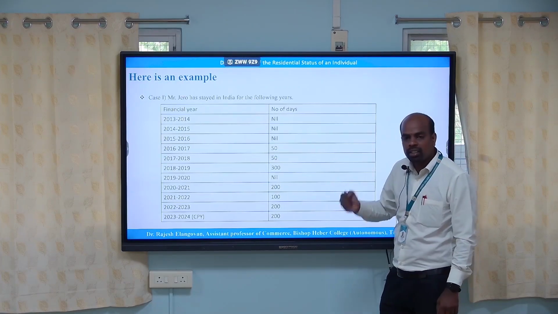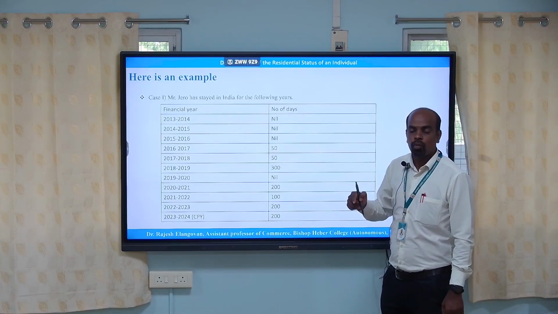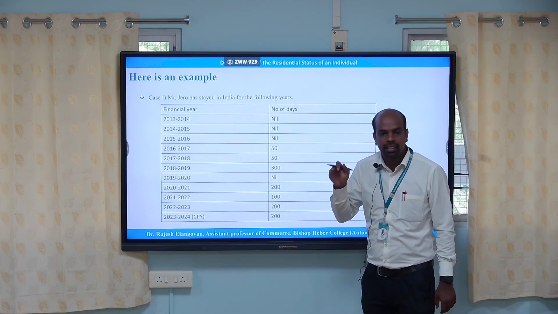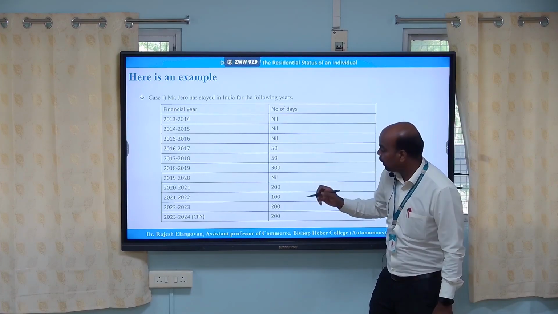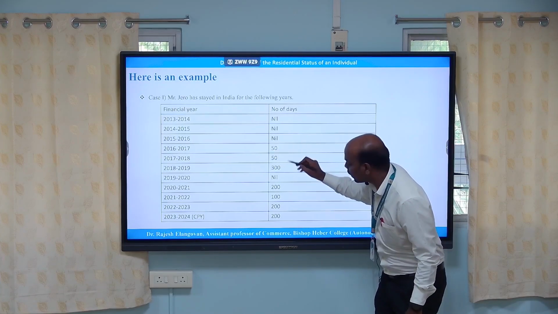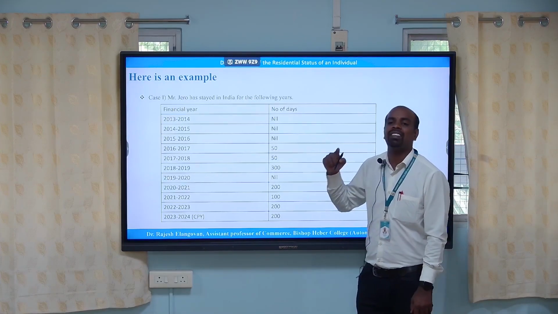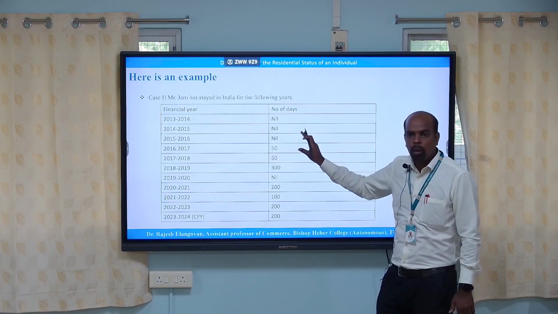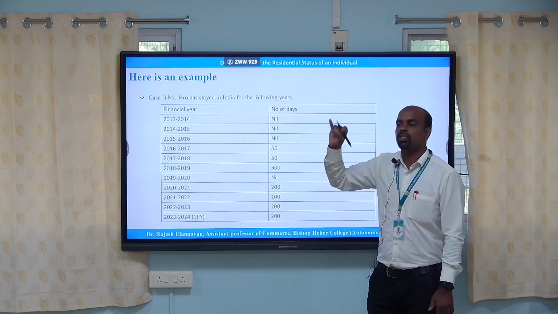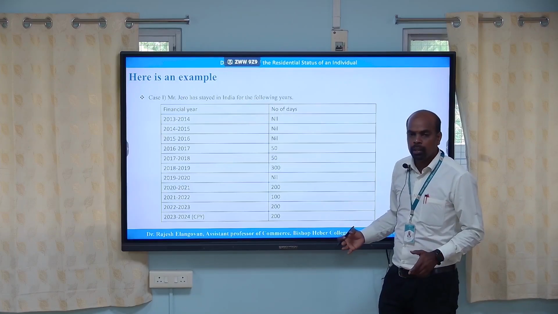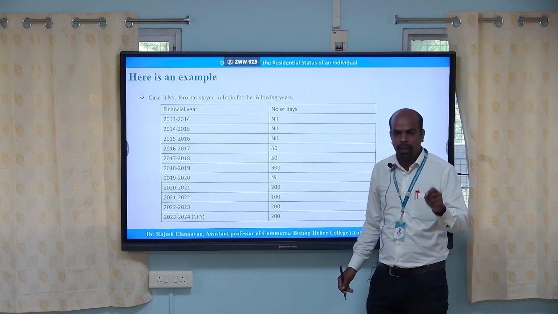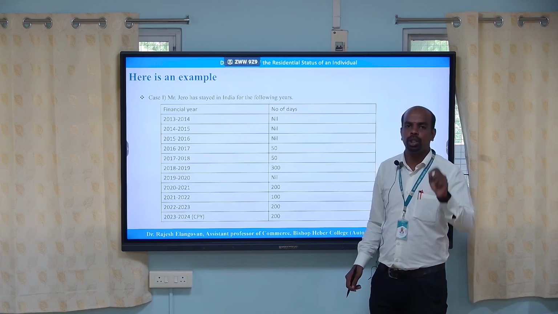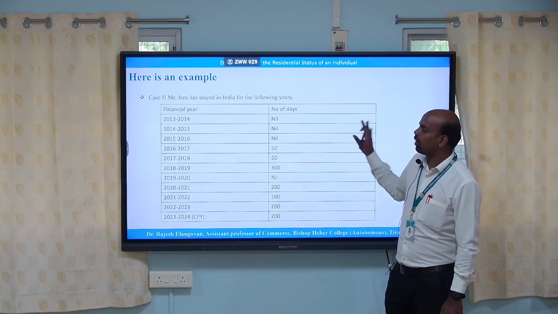Now, I want to further check additional condition 2 also. What does it say? He should stay in India for 730 days in the 7 preceding previous years. If I add up the 7 preceding previous years, he stayed more than 730 days. Therefore, Mr. Jero has satisfied both additional conditions 1 and 2. Now I can conclude that Mr. Jero satisfied basic condition A as well as both additional conditions 1 and 2. Now he became a resident and ordinary resident.